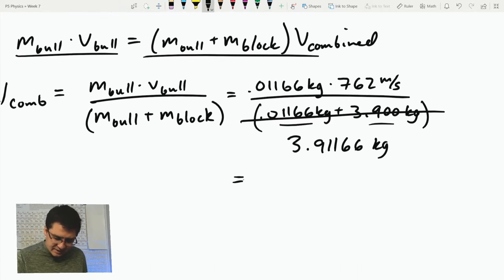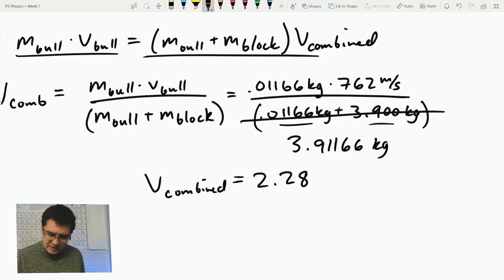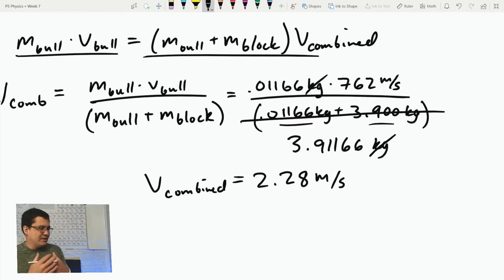I get a combined velocity of 2.28, and the units, you see kilograms cancel, end up in meters per second. So this is kind of crazy. 762 meters per second is the velocity of the bullet. When it hits that really heavy block, 3.9 kilograms, the total mass is a little bit above 3.9, but the velocity slows down significantly because momentum has to be conserved. So because the object now has a ton of mass, its velocity has to be smaller to match up with the momentum of that bullet. Okay, so that's the combined velocity.